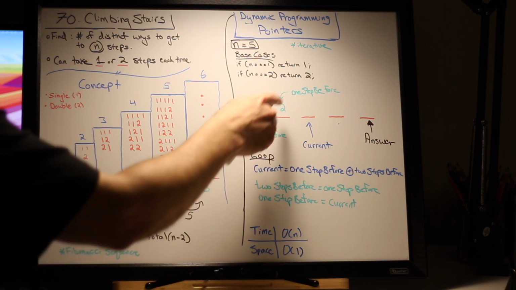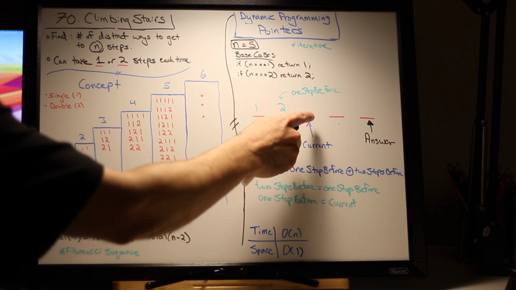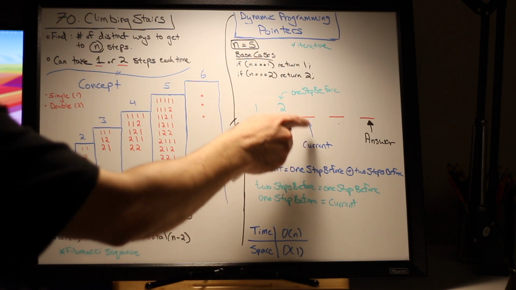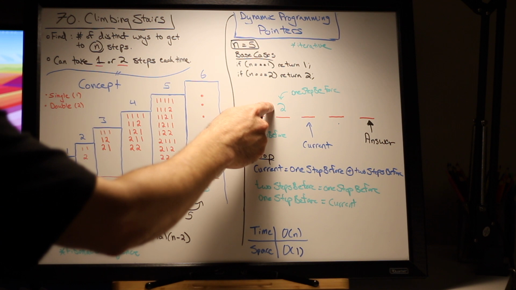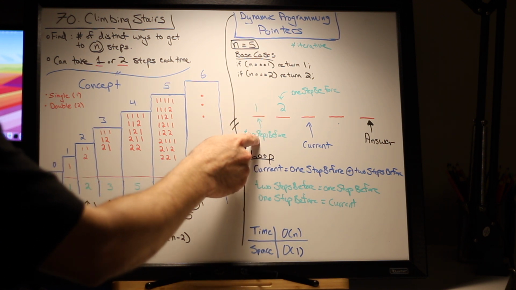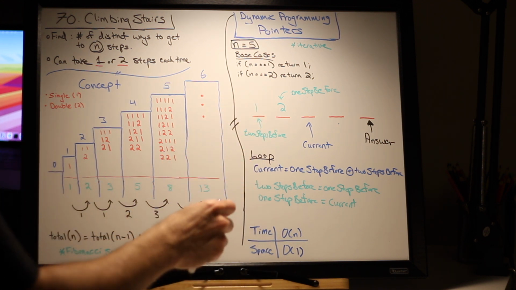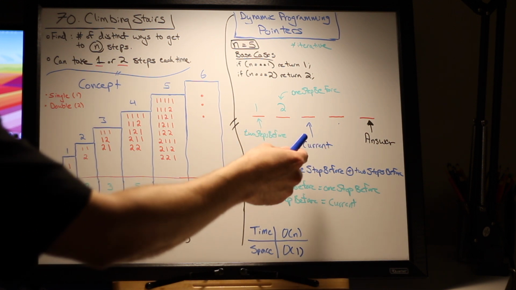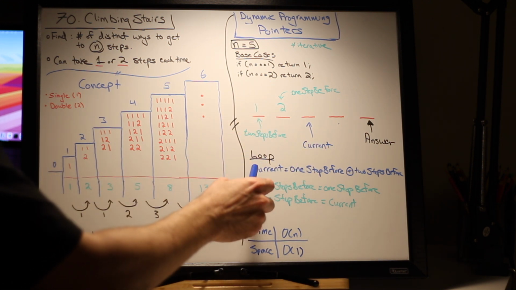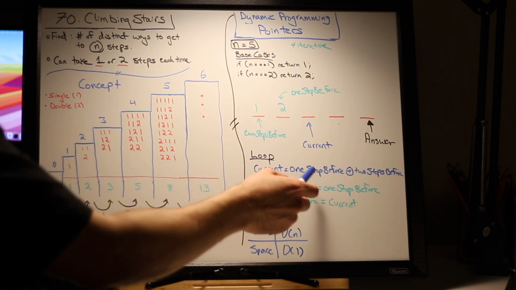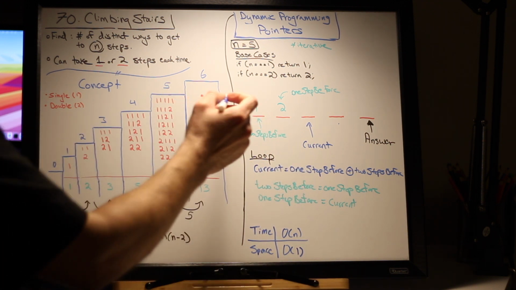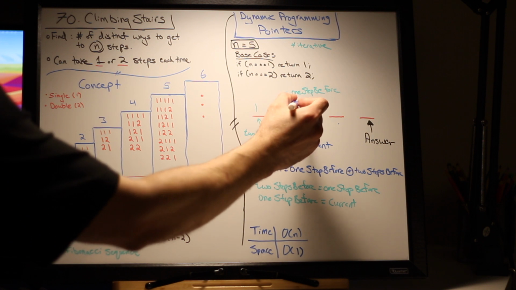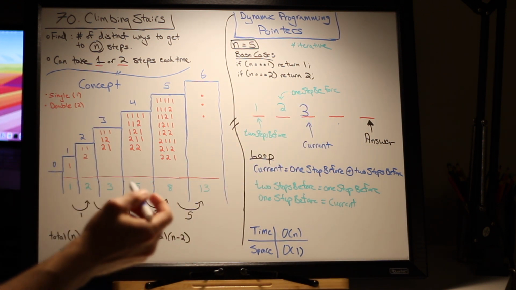So we can just assign 2 pointers to that. If the third step is our current pointer, then the one step before pointer is going to point to the second step, and the 2 steps before is going to point to the first step. Then inside of a loop, we're going to be calculating and updating these pointers. The current position is going to be the sum of the 1 step before plus 2 steps before. In this case, that's just 1 plus 2, or 2 plus 1, and we get 3.